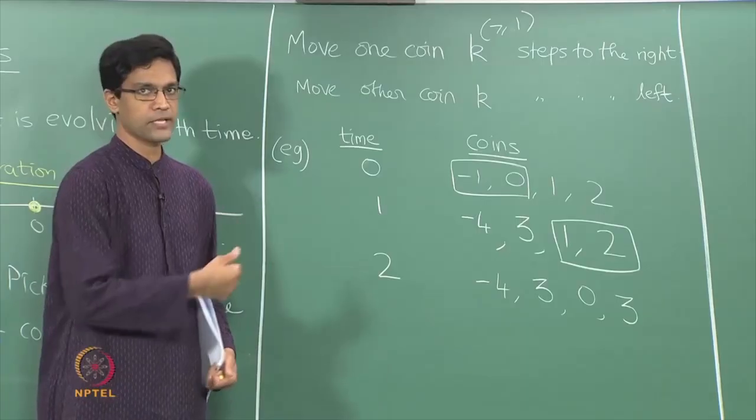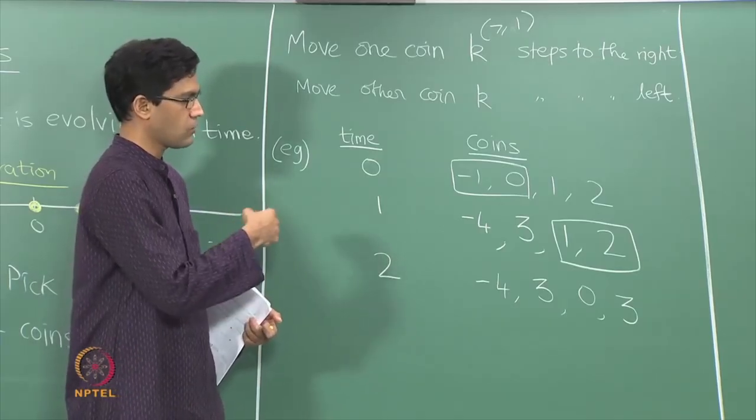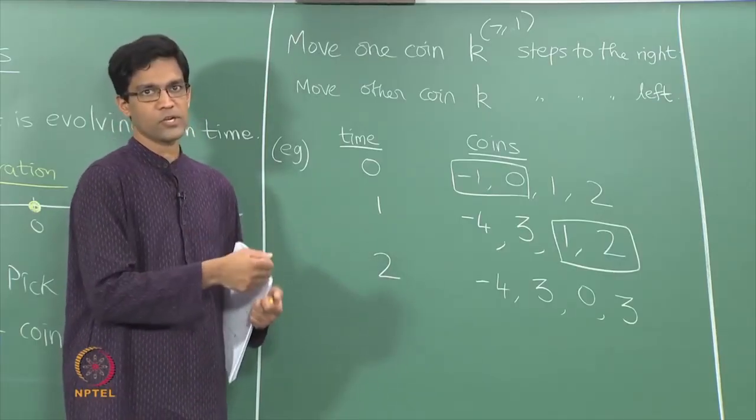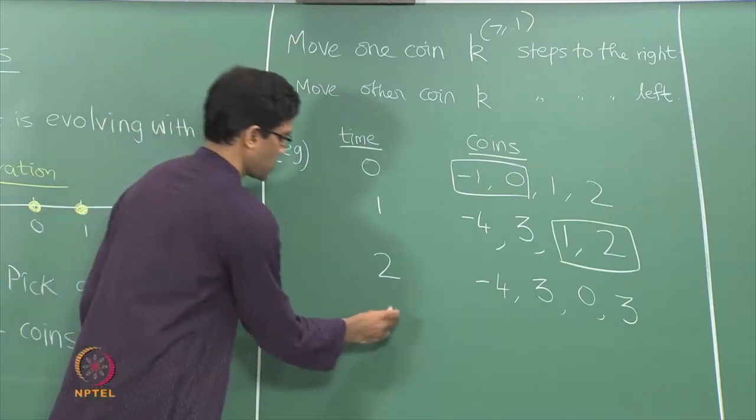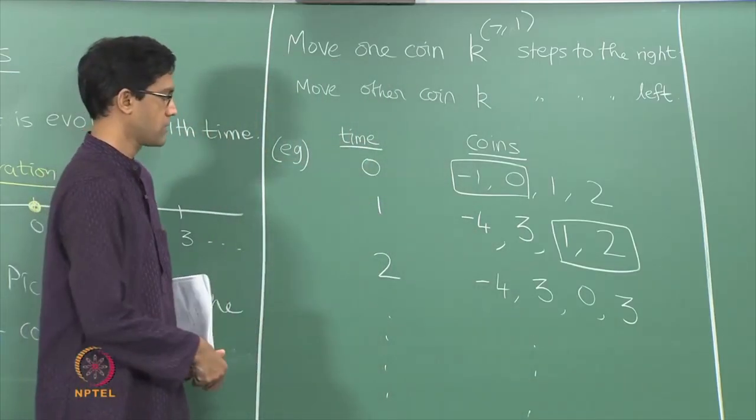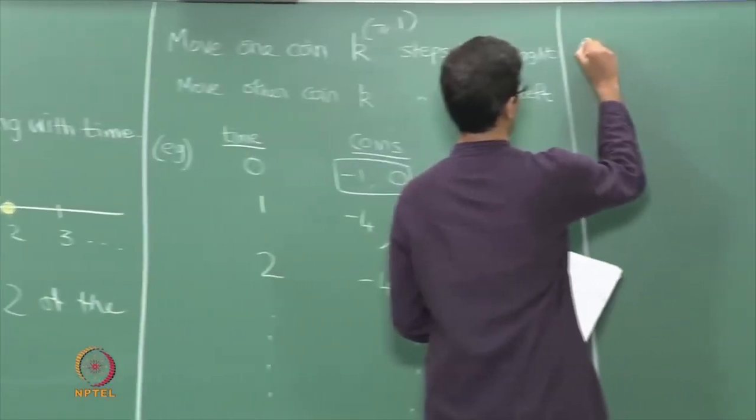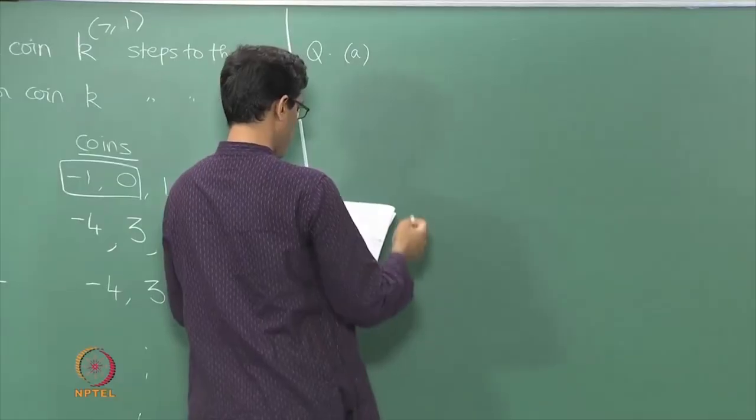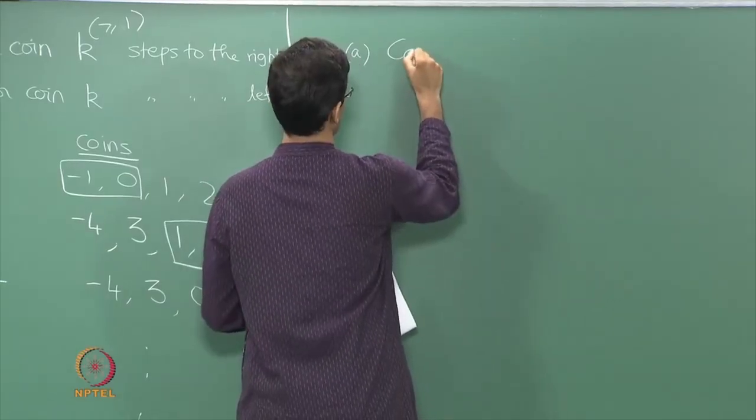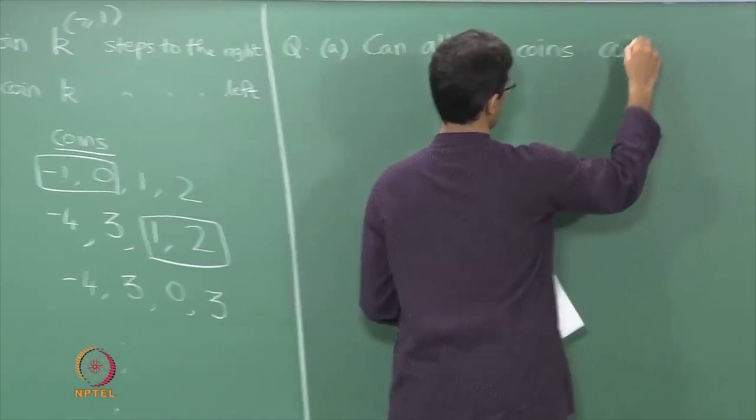So you can now imagine how this game plays out. The system evolves at each time step, and whatever the configuration at time t equal to n, at time t equal to n plus 1, you take two coins out of that configuration and move them in the described fashion. So the system evolves with time in this fashion. And as you can imagine, there are many possible trajectories, depending on what you chose and how much you moved it. So here's the question. There are two questions. Is it possible for the system at some time t, can all the coins coincide at the same location?